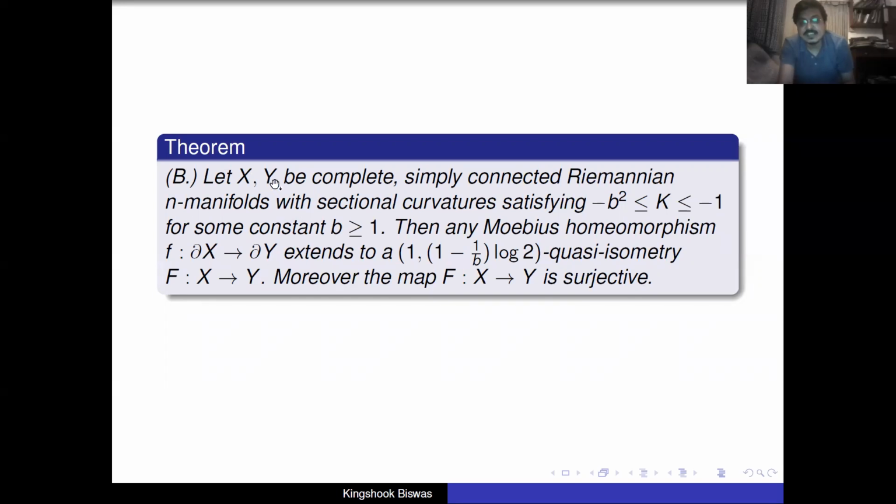So here's something a bit sharper. Suppose X and Y are manifolds, complete and simply connected, with pinched negative curvature, between -b² and -1. So there's a lower curvature bound. Then the Moebius map extends to a (1, (1 - 1/b) log 2) quasi-isometry from X to Y, and this extension is surjective. Note that the additive constant in the quasi-isometry tends to 0 as b tends to 1. So as the pinching becomes smaller, the result is sharper. In particular, for real hyperbolic spaces, you get an isometric extension when b is equal to 1.